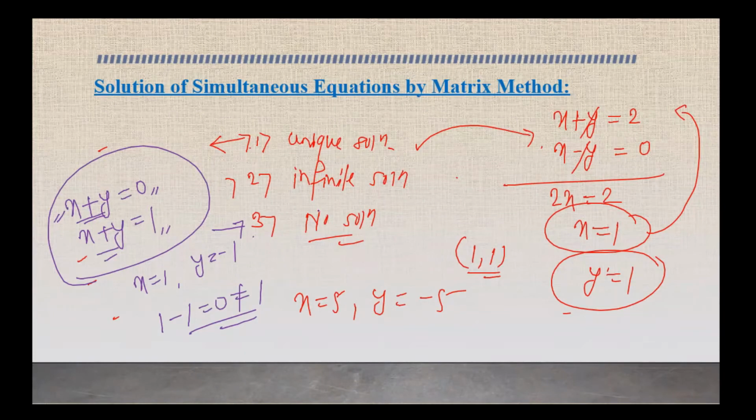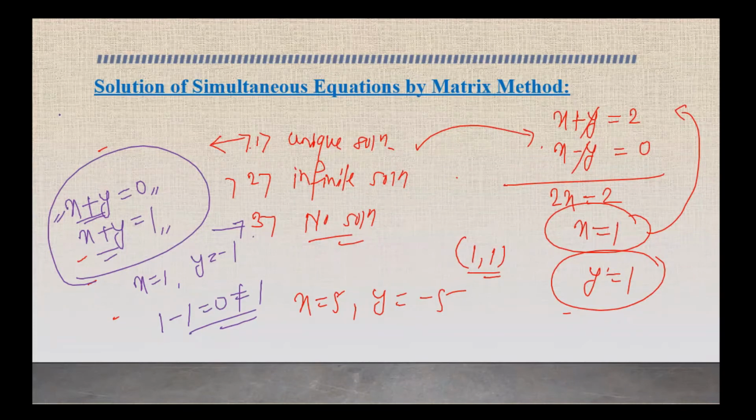But here we have to solve this type of equation by the matrix method. Now the question comes to our mind: why do we use the matrix method? We already know how to solve this type of equation. Then what is the need to learn the matrix method? There is a reason behind that. Now what is the reason for that? Suppose I have to solve this type of equation. So I can easily solve it by using this method.